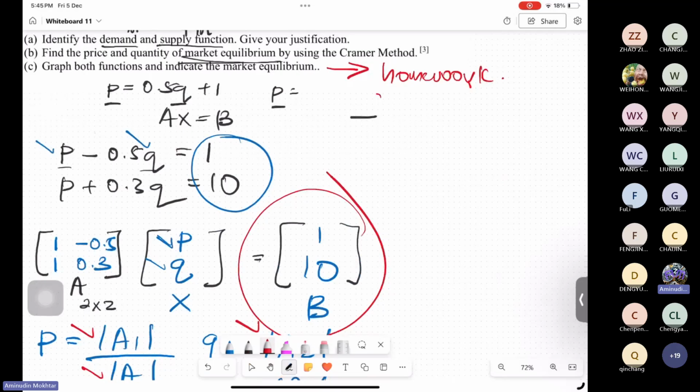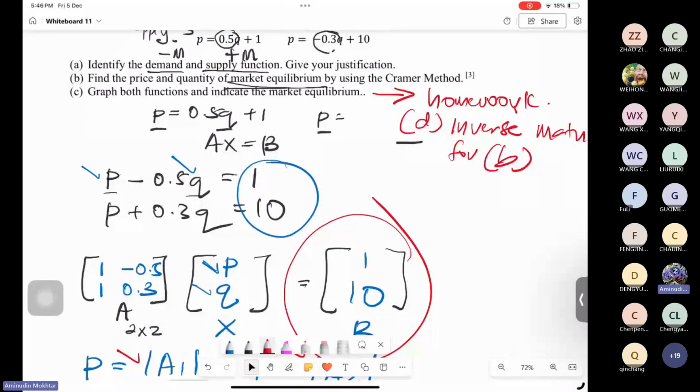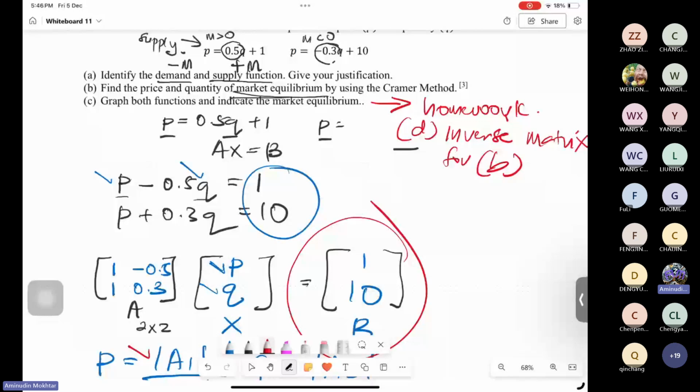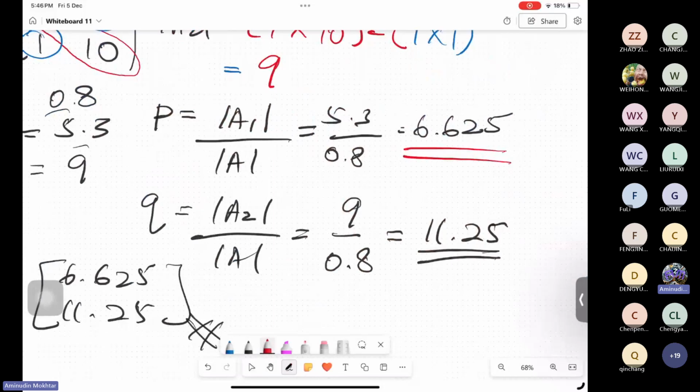Just for homework, let's say question D, you just use the inverse matrix. If you refer to question B, it asks you to find the equilibrium price by using the Cramer method. Now I have shared the answer. The answer is P equal to 6.625 and Q equal to 11.25.